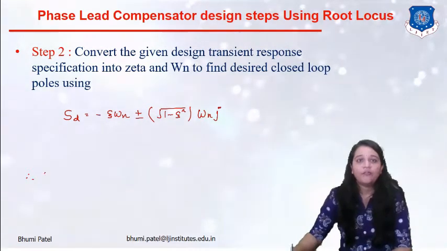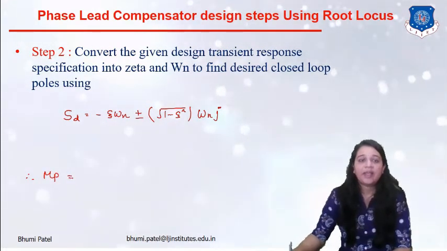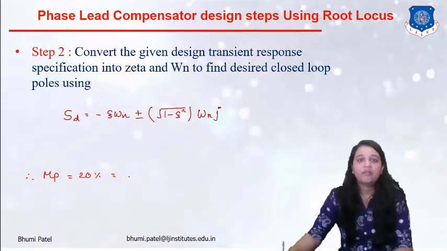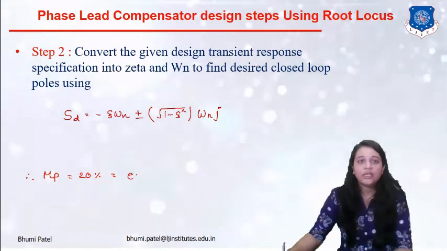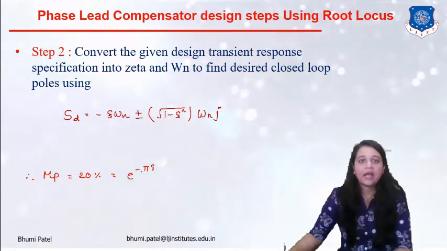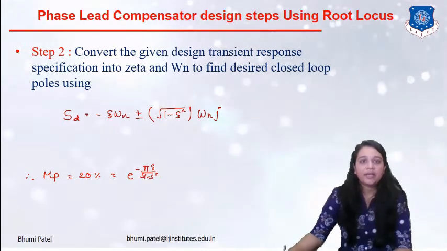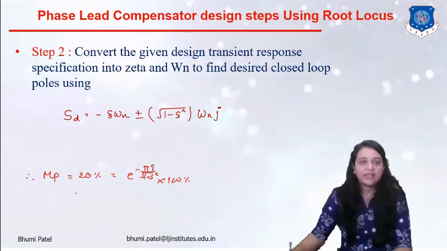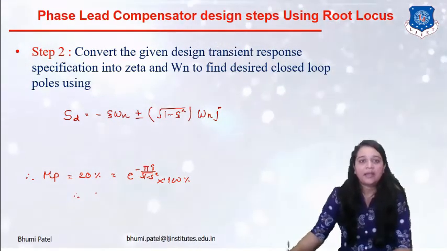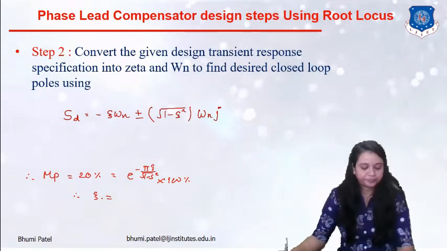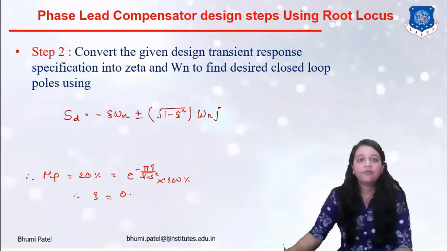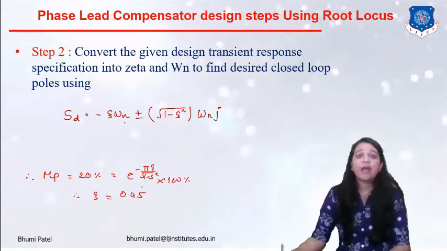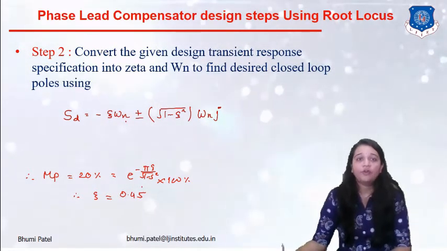The value of Mp is given, and the value of Mp is equal to 20%. The equation of the Mp is equal to e raised to minus pi zeta upon under root of 1 minus zeta square into 100%. So simplifying this equation, we can get zeta is equal to 0.45.